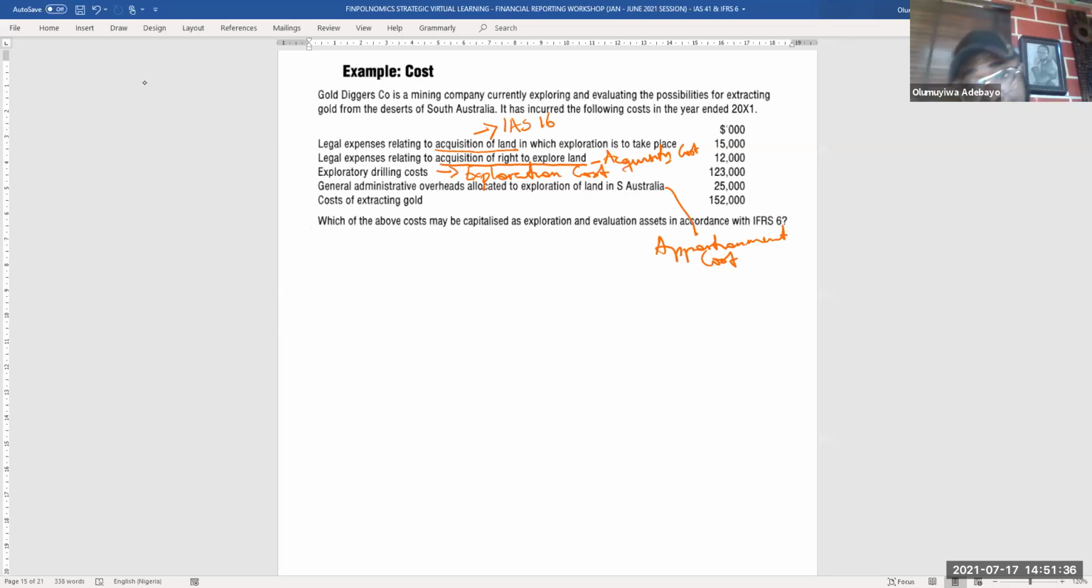Therefore, we'll come to the implication of it later. Cost of extracting gold. This is what? You know, I told you there are 4 costs: acquisition, exploration, development, and production. Cost of extracting gold is what? That's the production cost.